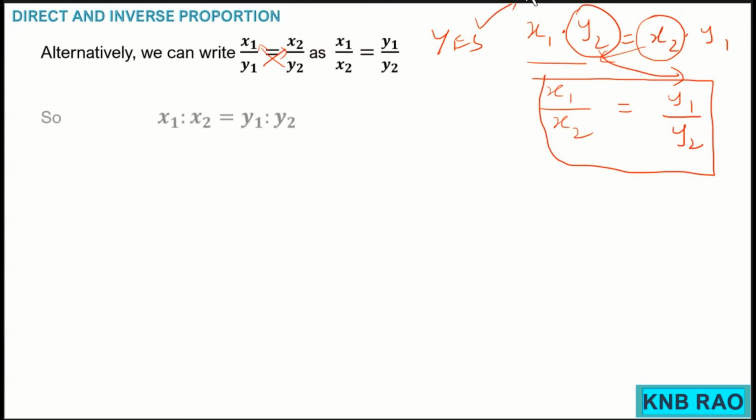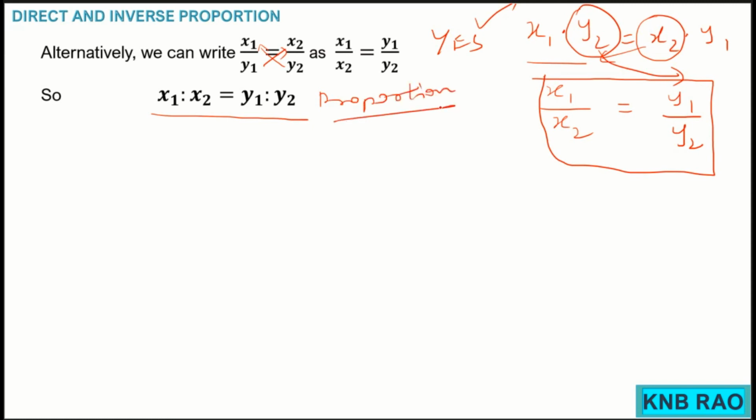That is why I said yes. Now this can be written as a proportion. You know what a proportion is? Equality of two ratios is called a proportion. That's why we have been saying proportion, direct proportion. Understood? This is the reason for direct proportion. So x1 is to x2 equals y1 is to y2.